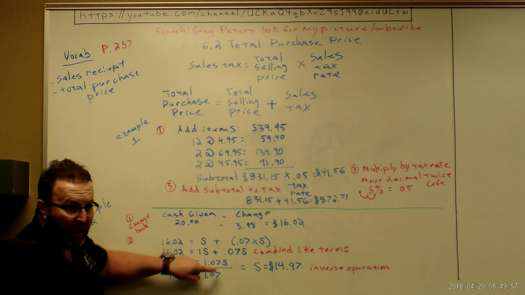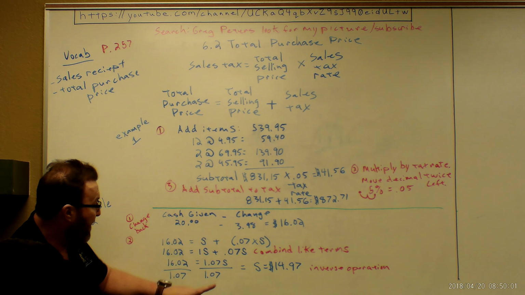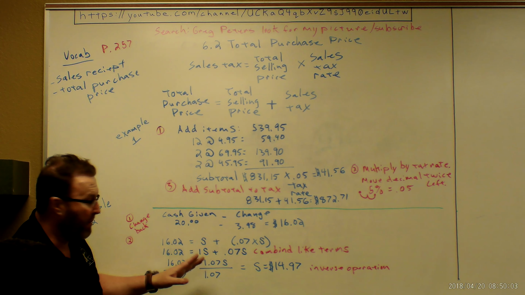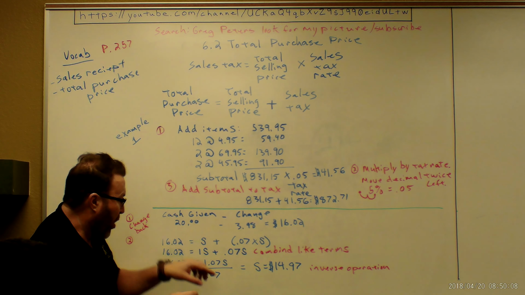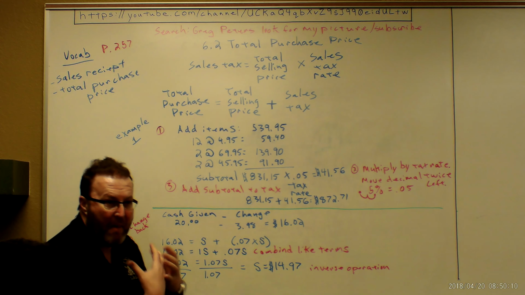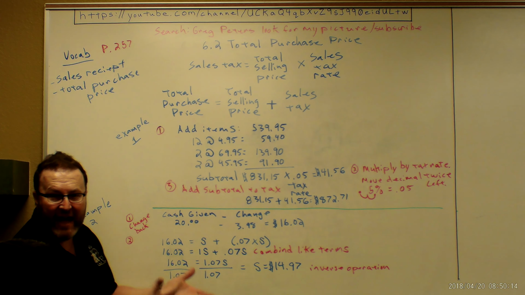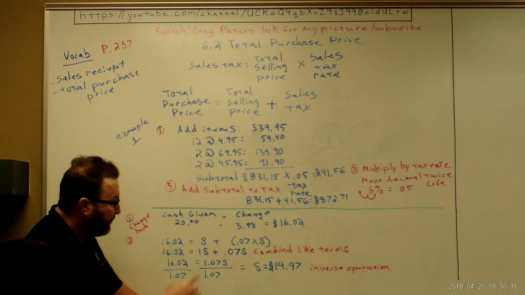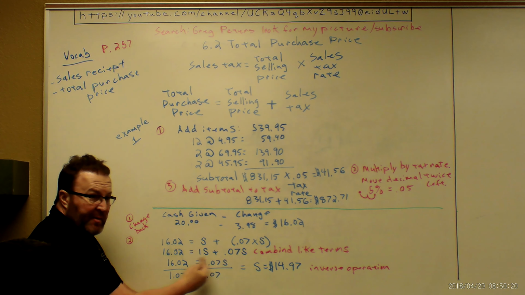So this means multiply, right? 1.07 times s. If we knew what the sales total was and we multiplied it by this, and let me explain, 7% is the tax, and 100% would be the total amount of the sales price. Obviously it has to be 100%, right? So, for us to solve this, this means multiply.